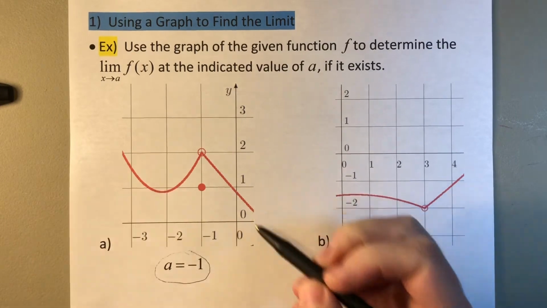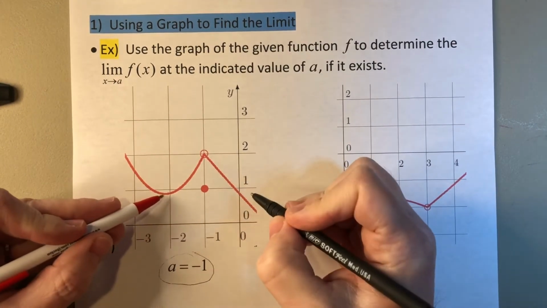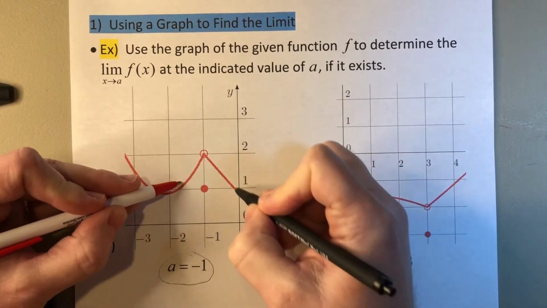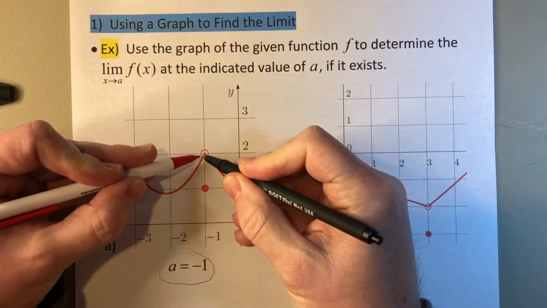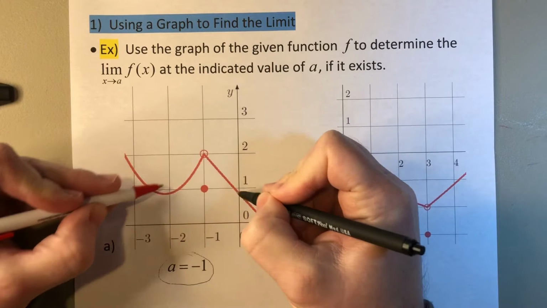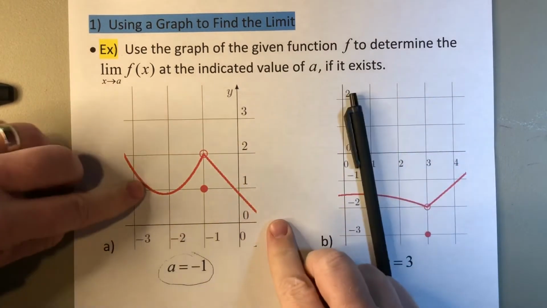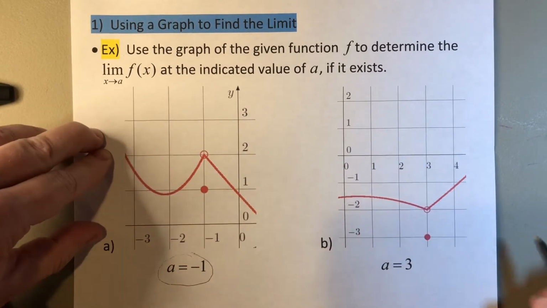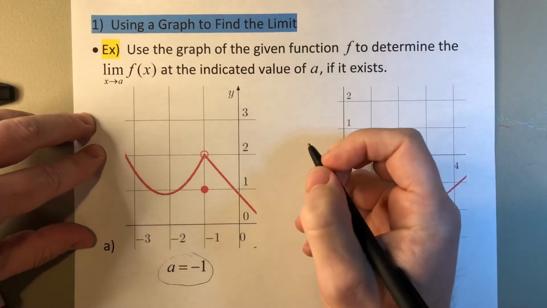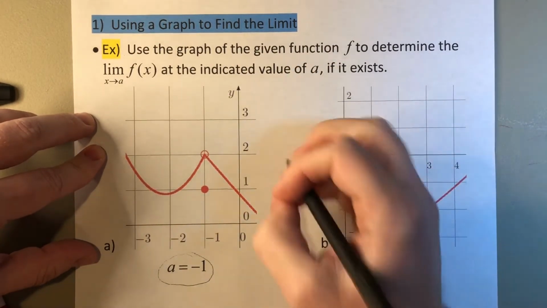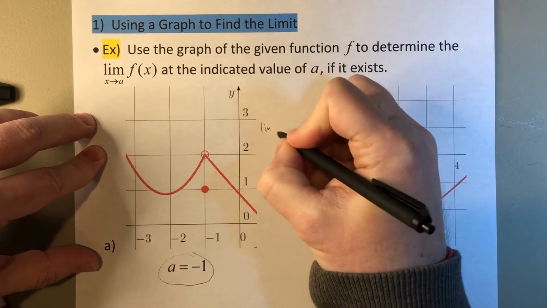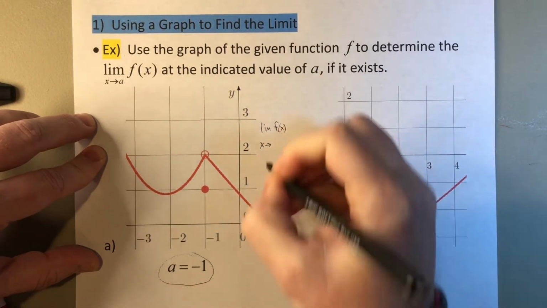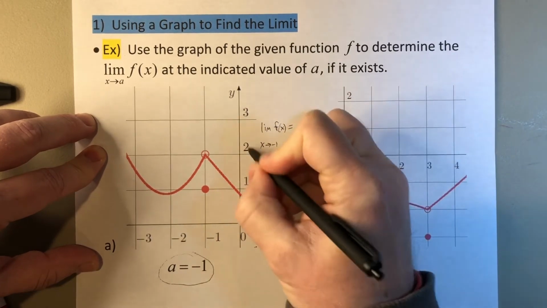All you have to do is see if, when you get closer and closer to -1 from both the left side and the right side, you are getting closer and closer to some specific y value. So as you approach from the left and the right, are you approaching the same y value? Yes, you are. So for letter A, the limit of the function f as x approaches -1 will be equal to 2.